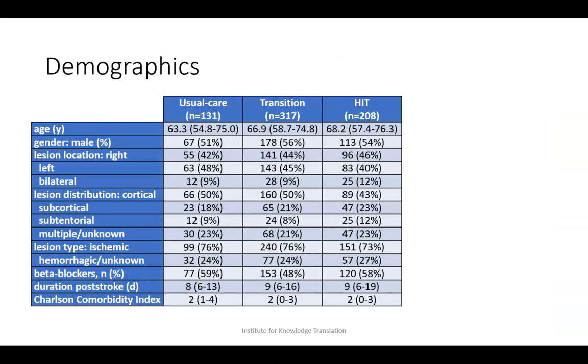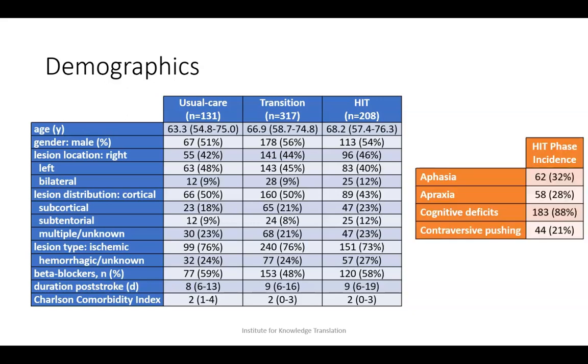Okay, so in terms of looking at the demographics for the three different groups, there were no differences in any of the demographic variables listed here across the three groups. The one other thing to add, and the data here are only from the high intensity training phase, was that these individuals had a lot of other things going on other than just the physical deficits affecting their gross motor function that we'll touch on the next page.